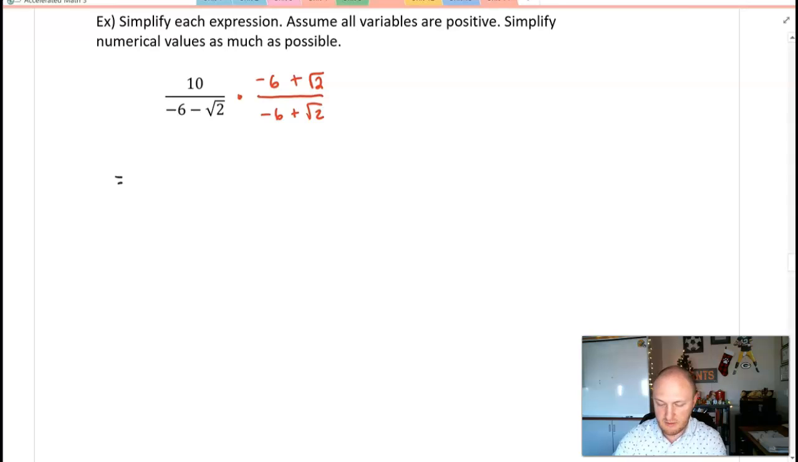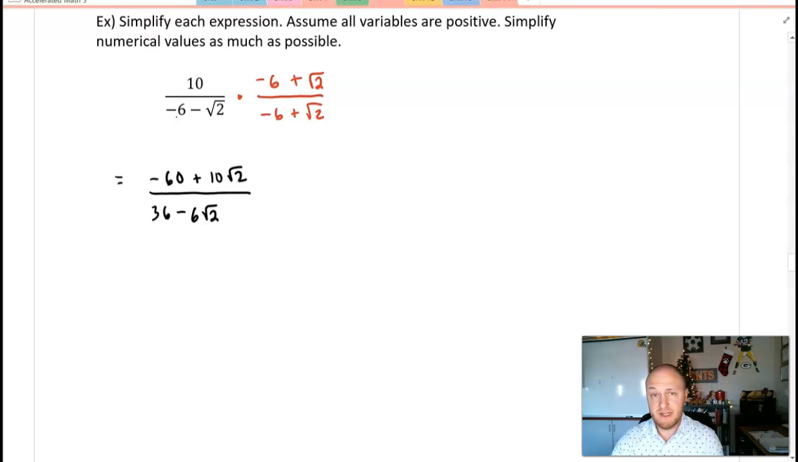Okay, and I'm just going to go ahead and distribute. So 10 times negative 6 is negative 60. 10 times positive root 2 is 10 root 2. And in the denominator, we get negative 6 times negative 6. Okay, that's positive 36. Negative 6 times positive root 2 is a negative 6 root 2.